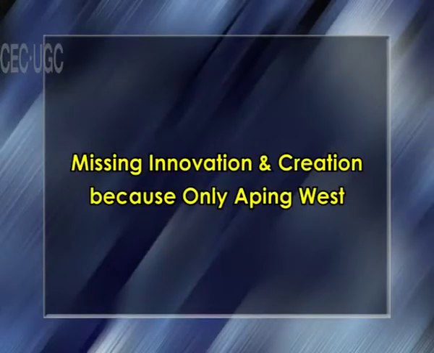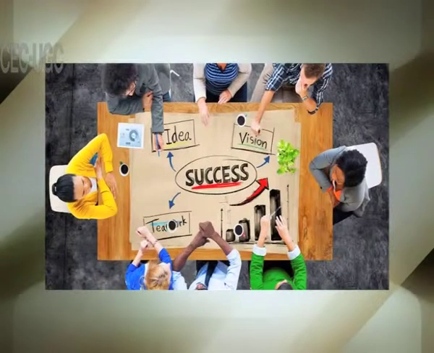Number 7 is missing innovation and creation because of only apping. If we talk about the privileged children in India, then even they are not able to innovate and create new things. Although they have everything that a child needs, but still they lack something in them.